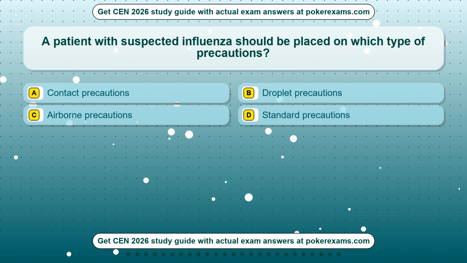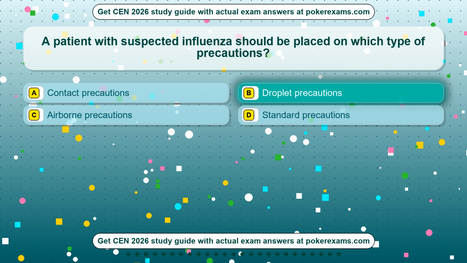Question 4. A patient with suspected influenza should be placed on which type of precautions? Option A. Contact precautions. Option B. Droplet precautions. Option C. Airborne precautions. Option D. Standard precautions. The correct answer is option B. Droplet precautions.